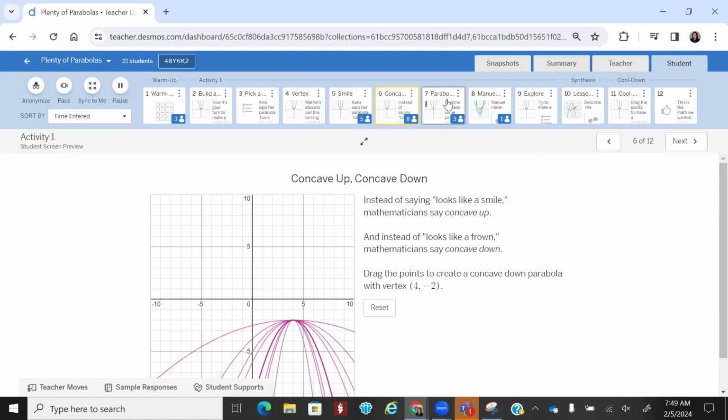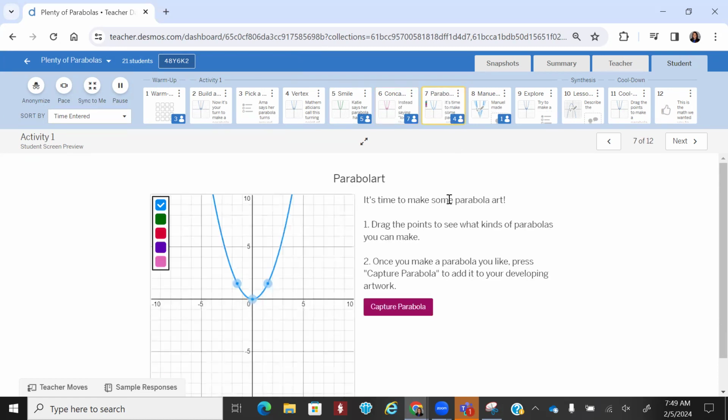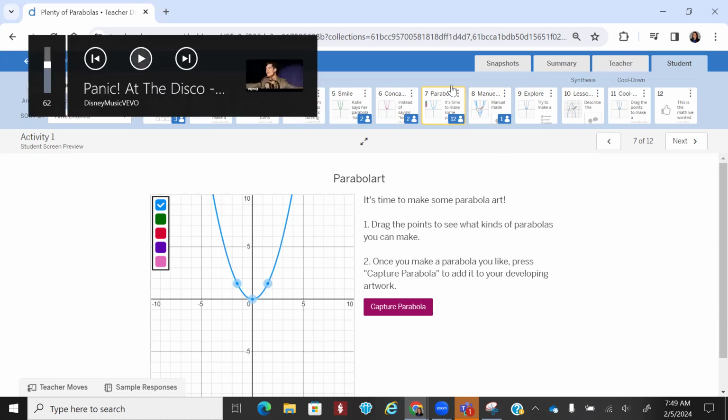Good. All right, on 7, it's time to make some parabola art. Drag the points to see what kinds of parabolas you can make. Once you make a parabola that you like, press capture parabola and add it to your developing artwork. Go ahead and take a moment working on that.